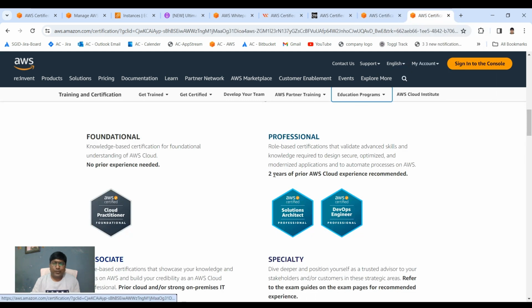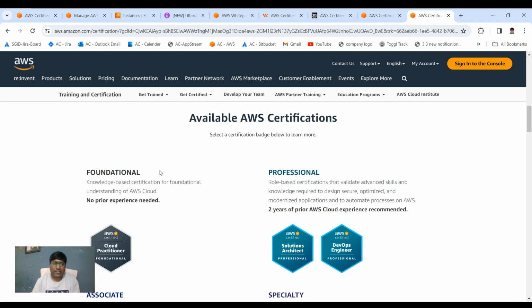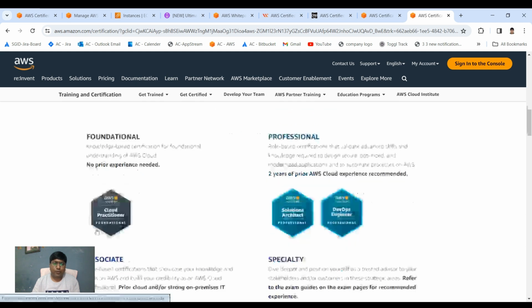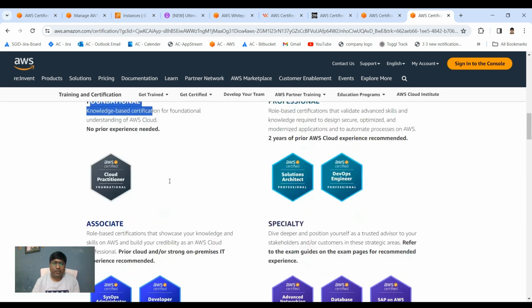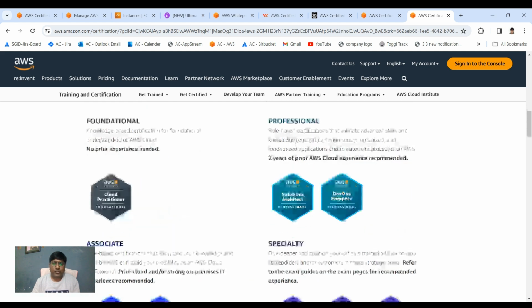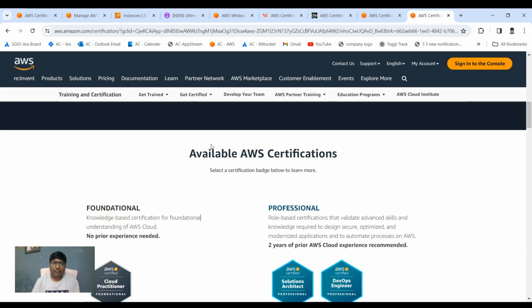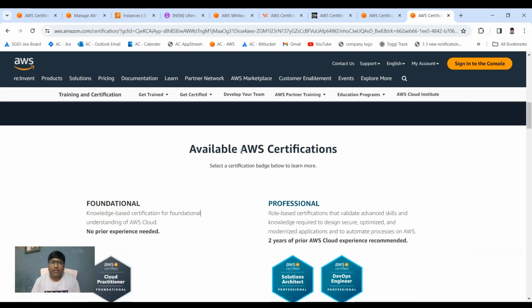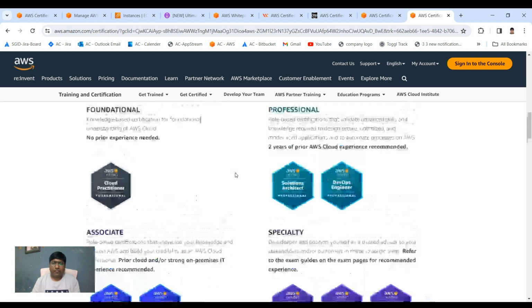If you are new to AWS and there are a lot of certification options available, this AWS Cloud Practitioner is a foundational level one. There are other certification options also available. You can dig into these in the AWS certification link, where you will find more of the certification path.